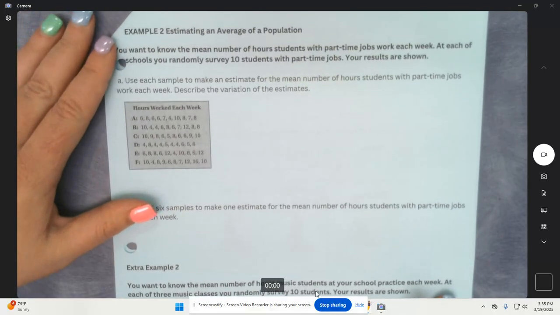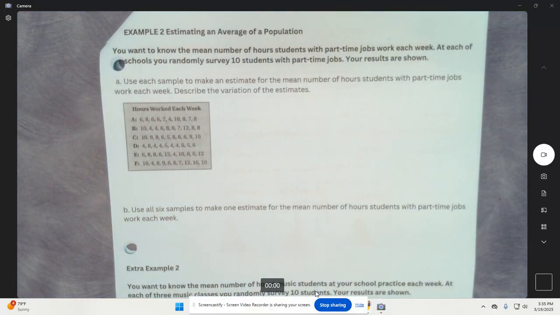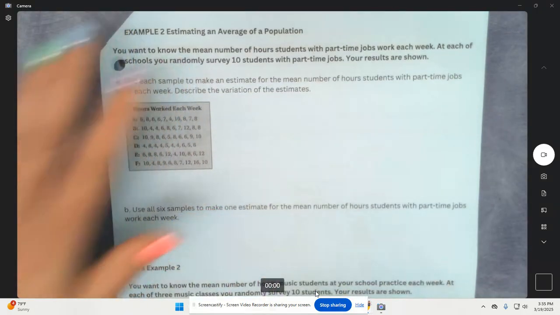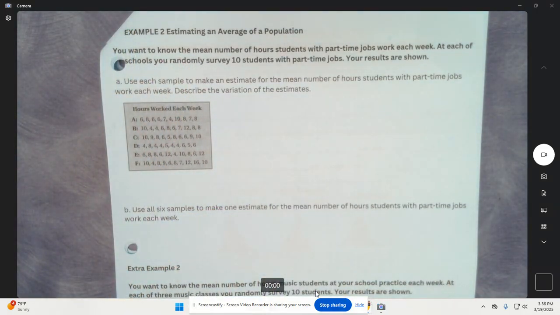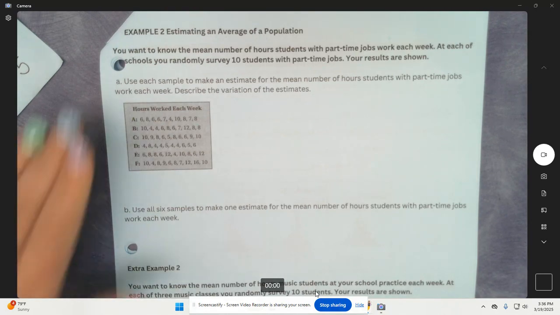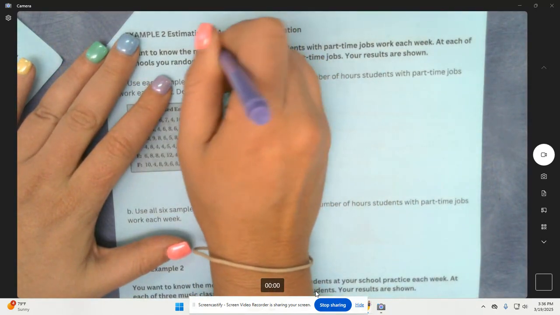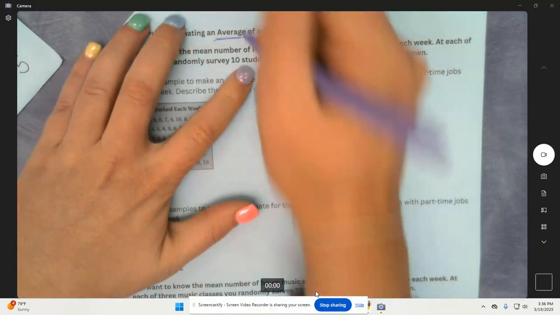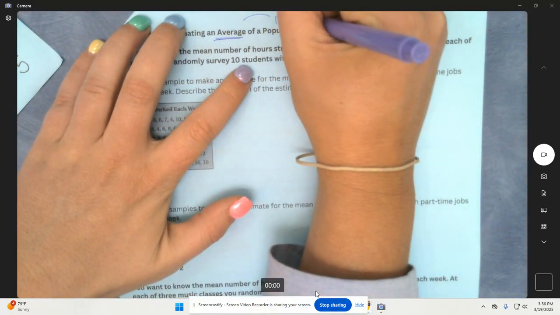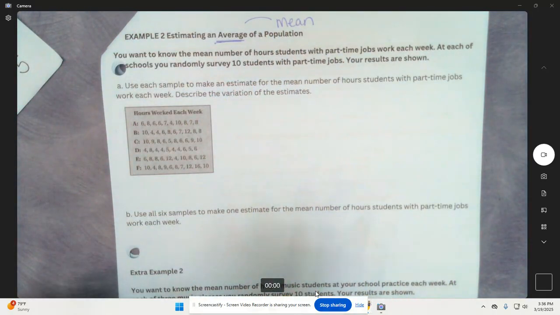All right, moving on to example 2. So it's still the same, but this time instead of estimating using multiple samples, we're going to be averaging to find a population. Remember, average is the same thing as the mean. So we need to be thinking in those terms.